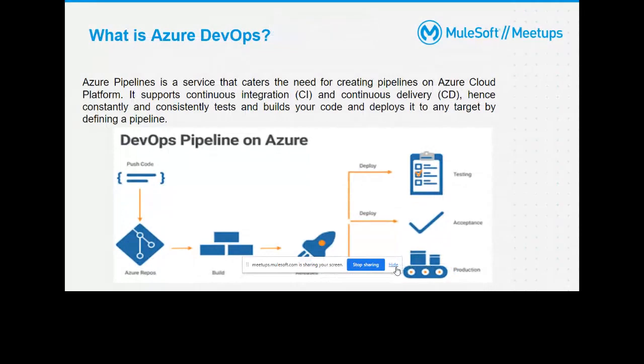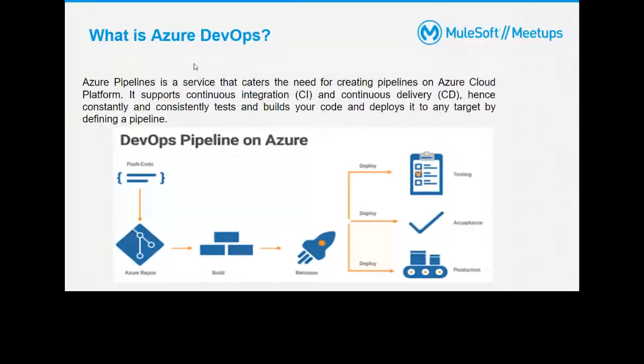Rohit, it's visible. Okay, so from Jenkins to Azure DevOps. I will try to keep Azure DevOps quite small, and I don't want to repeat the topics that are already covered in the theoretical perspective of Jenkins. So Azure Pipelines, what is Azure DevOps? Azure Pipelines is a service that caters to the need for creating pipelines on the Azure cloud platform. It supports continuous integration and continuous delivery or deployment. Hence, it constantly and consistently tests and builds your code and deploys it to any target by defining a pipeline.